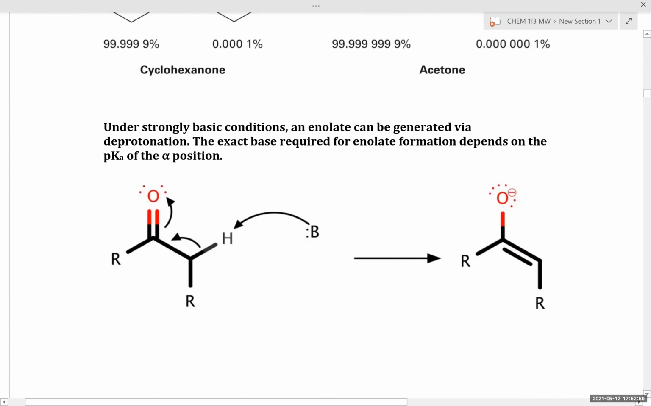Now, the enol tautomer is very different than an enolate. Under strongly basic conditions, this is no longer an equilibrium. We're functionally driving the equilibrium almost entirely to the product side. And we can generate what's known as an enolate via deprotonation of our alpha position. The exact base required for enolate formation depends on the pKa of the alpha position. And that's important to keep in mind. Generally, you'll need quite a strong base with a conjugate acid pKa of 35 or more generally. Does everyone see the distinction between an enol and an enolate? Enolates are anionic species that are usually generated irreversibly via deprotonation with strong bases. Does this make sense to everyone?